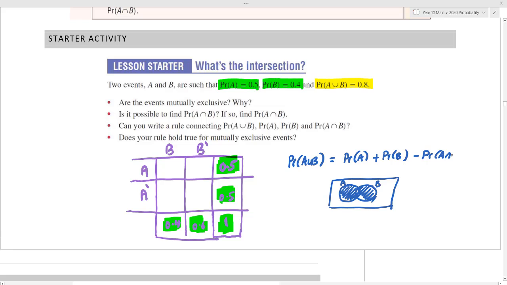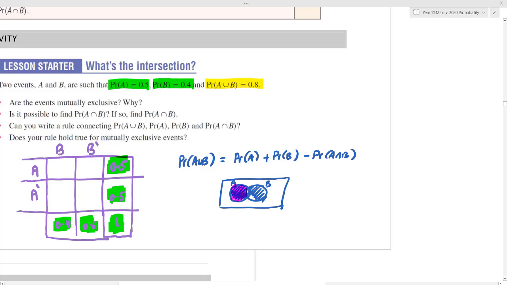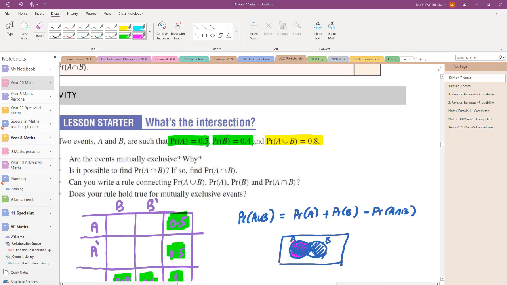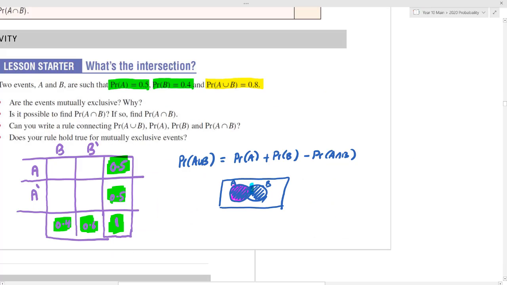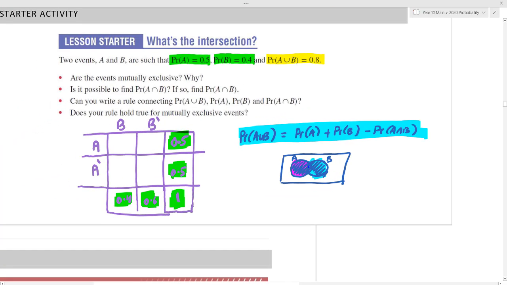Does that make sense? If I get my highlighter out and work out this probability here, that's all of A. But remember, we've already counted the intersection. And if I take B, the B in blue, I've counted that intersection twice. So therefore, what we have to do is subtract that away. And this is what we call the addition rule. It's the probability of A plus the probability of B minus the intersection is A union B. Otherwise you'd be counting it twice.